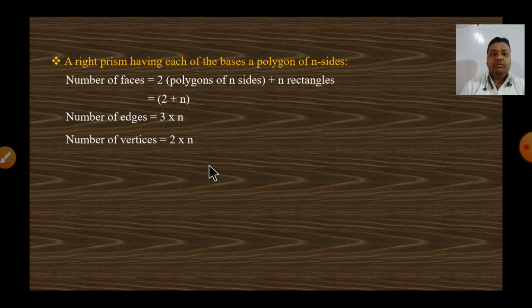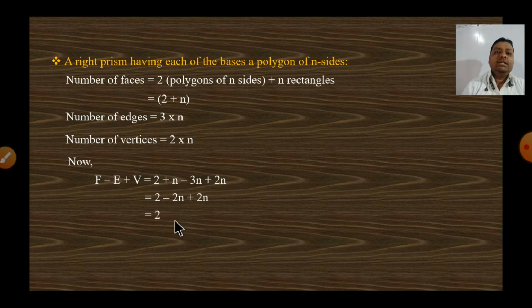Now we have to prove Euler's formula. In faces we put 2 plus n, in edges 3n and in vertices 2n. So you can see here 2 plus n minus 3n plus 2n. The n terms cancel because it is minus and plus, so we again get 2. It means it also satisfies Euler's formula. So we can say that in any solid figure we can verify Euler's formula.